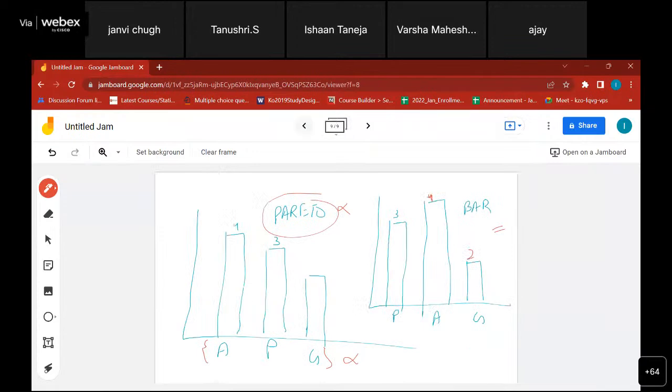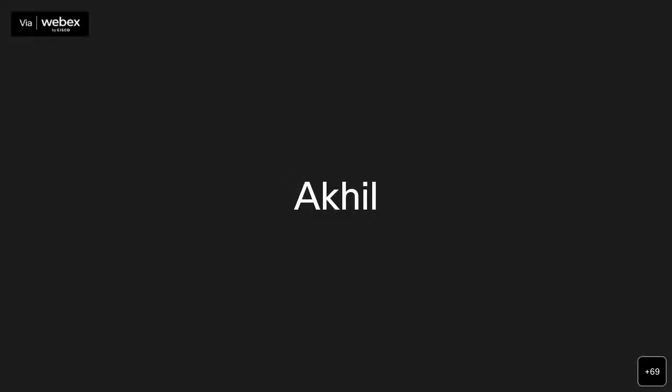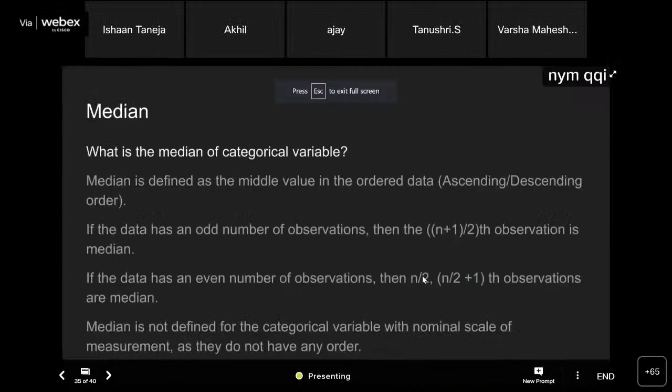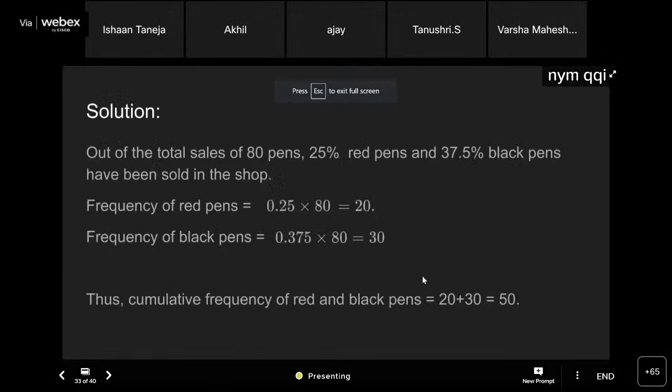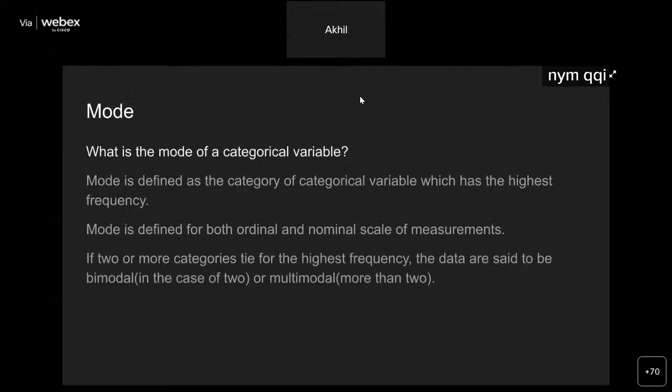Sir, in the previous slide, which one is correct? Okay, let me share the previous slide. Which previous slide are you mentioning, the whiteboard one or this one? The Pareto chart and bar chart slide, sir.